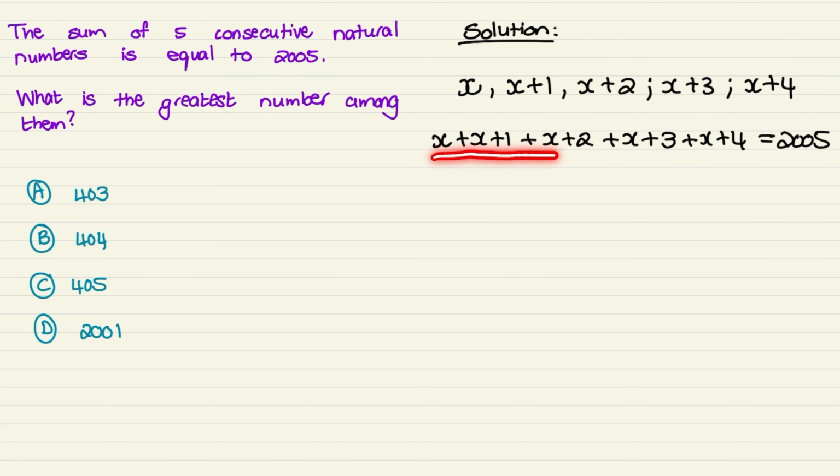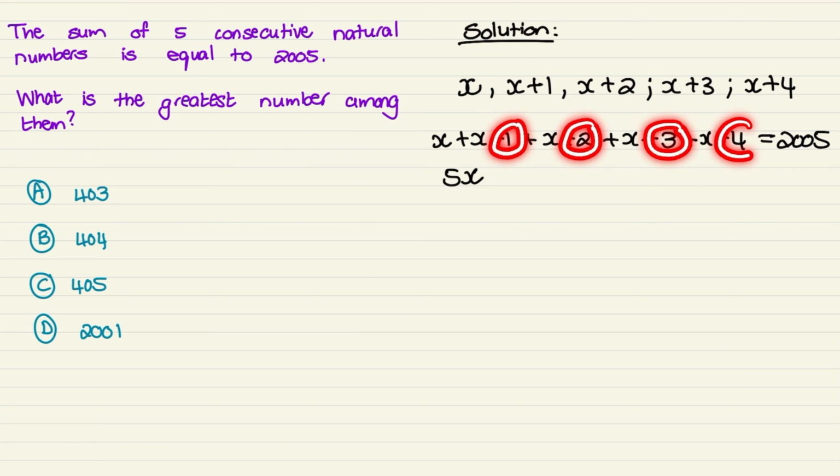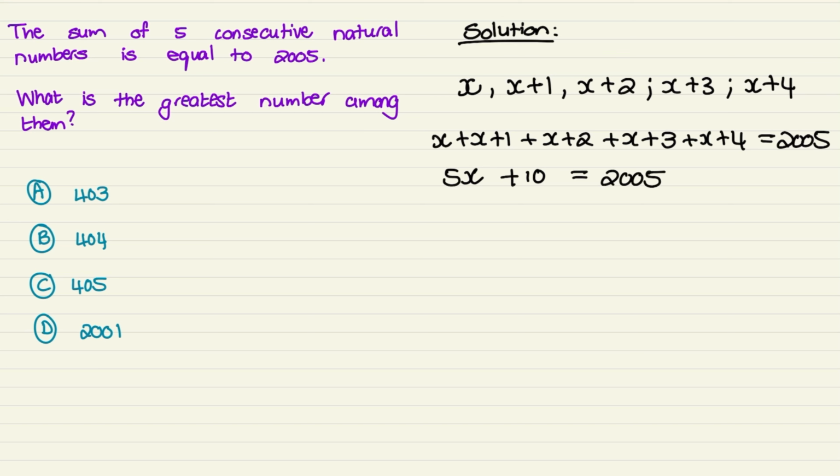Now we can add up like terms. So like terms are all the variables of x we can add together, and we can add all of the constant values also together. So we have 1, 2, 3, 4, 5 x's. So that simplifies to 5x. Then 1 plus 2, which is 3, plus 3, that is 6, plus 4, that is 10. So 5x plus 10 is equal to 2005.